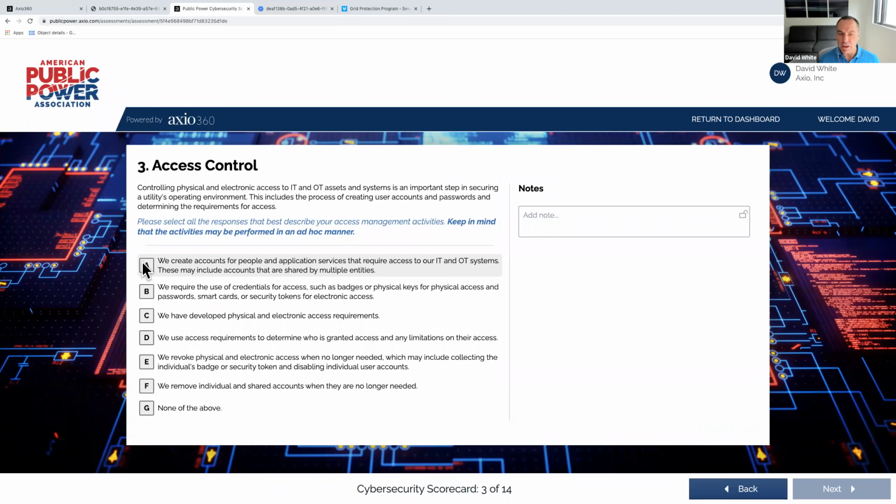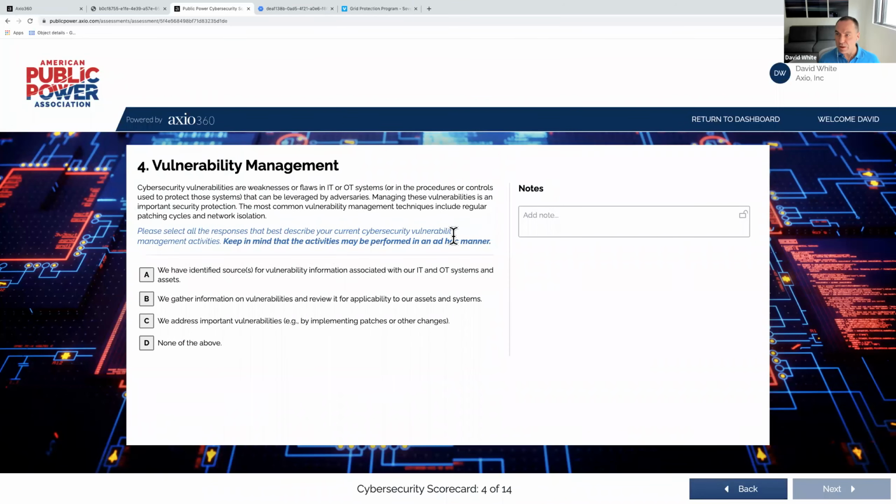So do we create accounts for people that require access? Yes. Do we require credentials? Yes. Have we developed access requirements, both physical access requirements and electronic access requirements? I'm going to say yes. Do we use those to figure out who can have access? Do we revoke access when it's no longer needed? And do we remove accounts when they're no longer needed? So access control, another one of those cybersecurity basics. And that's question 3.